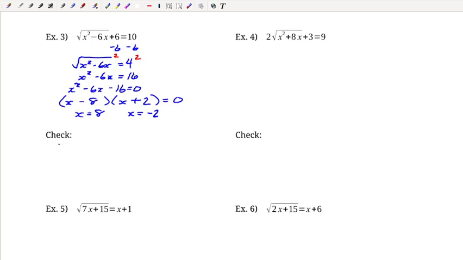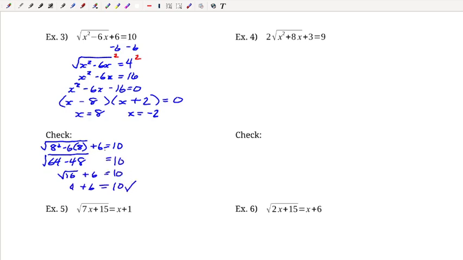So starting out with x equals 8. Let's see, square root of 8 squared minus 6 times 8 plus 6, does that actually equal 10? Well, let's see, 8 squared is 64 minus 48. That's going to give me 16. Root 16 plus 6, 4 plus 6. Yes, that equals 10. Check. Sorry, I should have written that all the way down. We have found that, yes, in fact, x equals 8 is a solution that works.